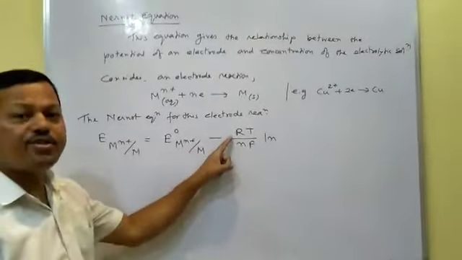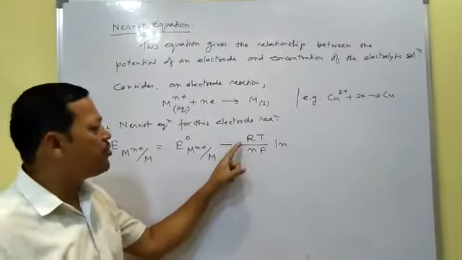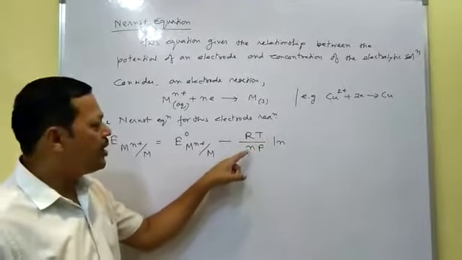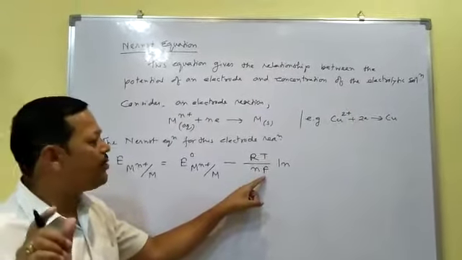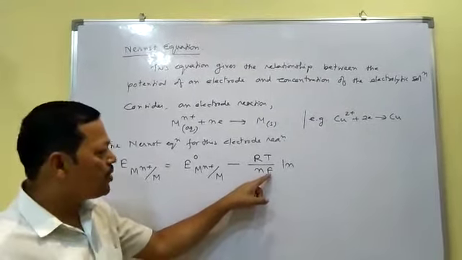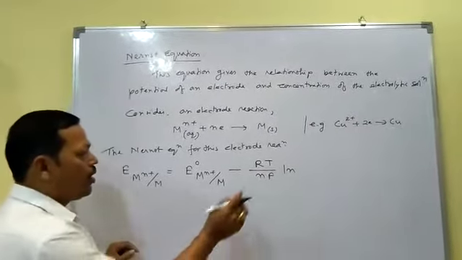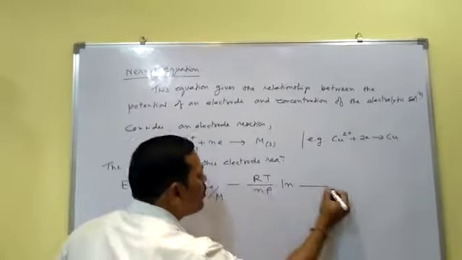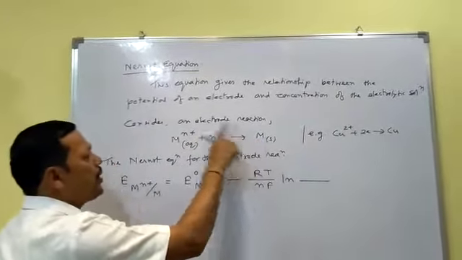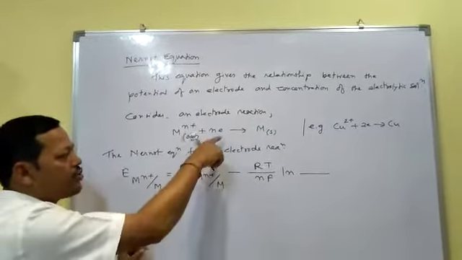R means the gas constant, whose value is 8.314. T means temperature. n means the number of moles of electrons. F means Faraday. As you know, the Faraday value is 96500 coulomb. That Faraday value you have to use here. Ln means the natural log. Ln of the concentration of the product divided by the concentration of the reactant. It depends on your equation.